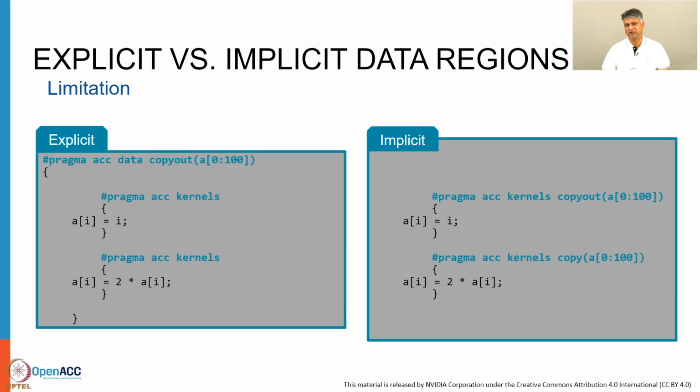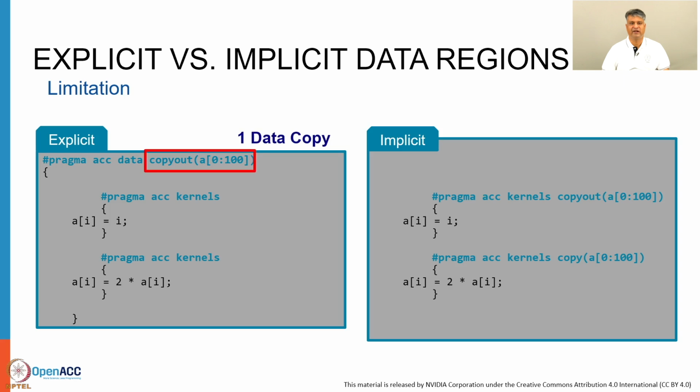So what's the limitation? In this case, if you look at the explicit code, you have the copy out data clause up front. Then you have certain kernels clauses where you have some sort of an assignment going on to A[i]. You have two separate kernels clauses. In the implicit code, you're doing a copy out for both these kernel codes. Essentially, what I really want at the end of the day on the host side is just the final result of A[i].